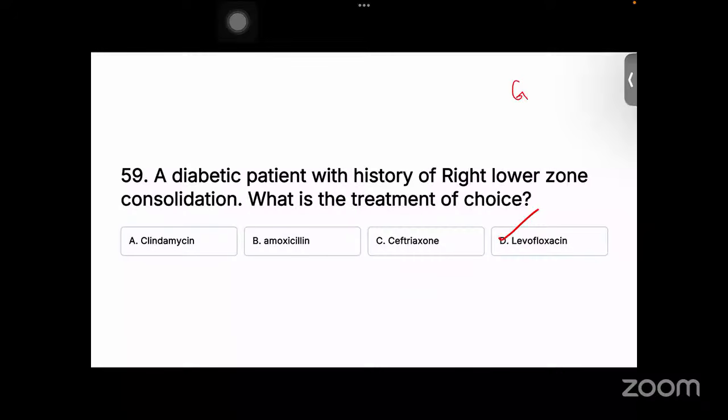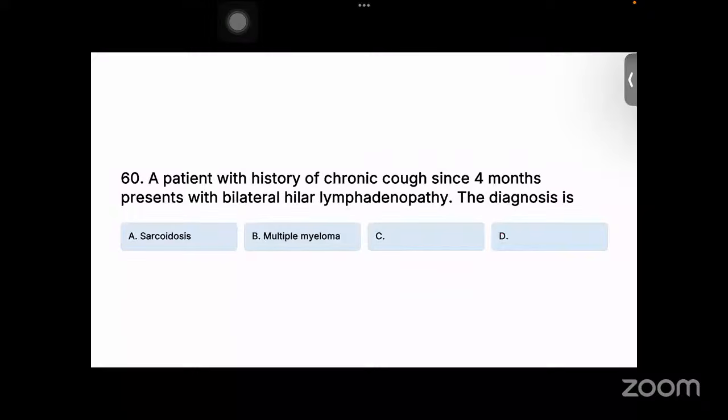By considering all the factors, I will go for levofloxacin. Okay, next, a patient with a history of chronic cough since 4 months presents with bilateral hilar lymphadenopathy. Okay, here comes the chronic cough with the bilateral hilar lymphadenopathy.